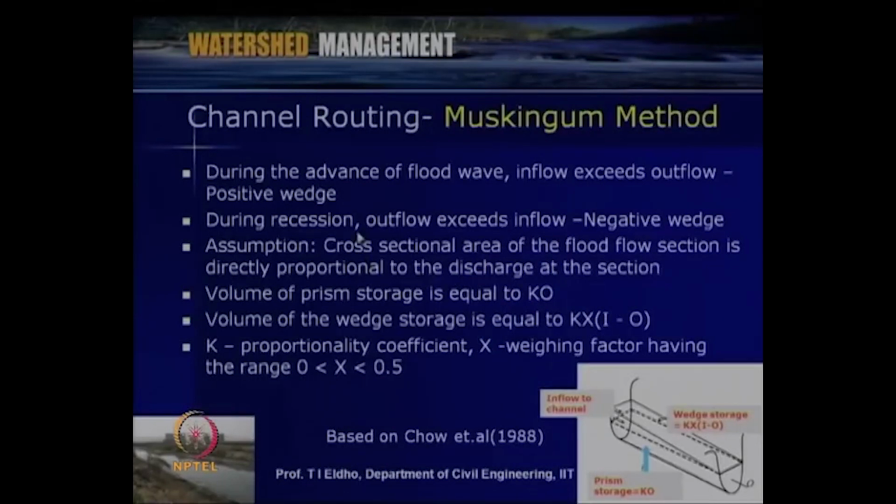When we consider this assumption, we can put the volume of prism storage equal to K into O, where O is the outflow. The volume of the wedge storage is equal to K into X into I minus O, where I is the inflow, O is the outflow, and K is a proportionality coefficient depending upon the channel characteristics, and X is a weighting factor that generally varies from 0 to 0.5. Here this is the channel inflow and this is the outflow. Prism storage we can consider as the proportionality coefficient K multiplied by the outflow, K into O, and wedge storage is K into X into I minus O, where X is a weighting factor which varies from 0 to 0.5. These entire details are given in the textbook by Chow and others, 1988.